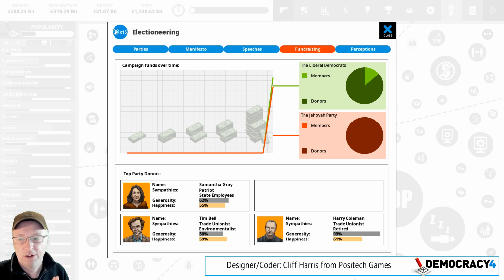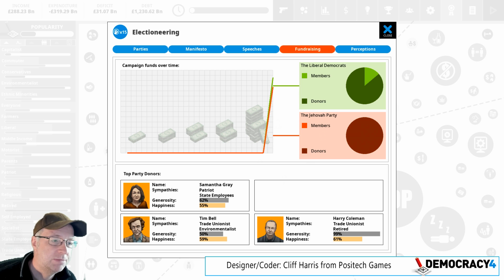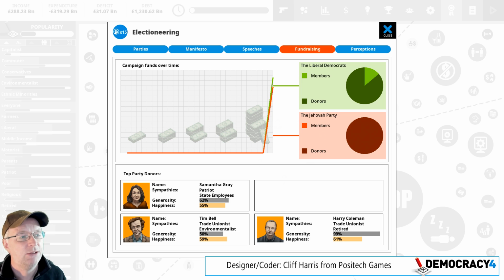So I need to talk about party membership. One of the things on my list of stuff to do recently was to ensure that there were always some members in your party. We're the Liberal Democrats, apparently, and we have this many members. When I started looking at this, I thought I'd hack it, and say there's always X members of your party. But when I looked at the code for it, I realized there was something I was missing out on, and that was the idea of activism.